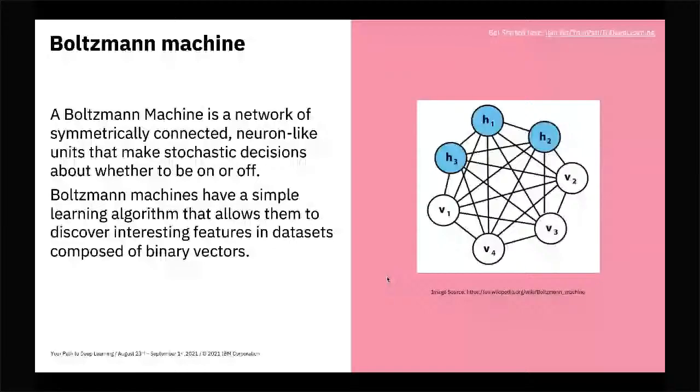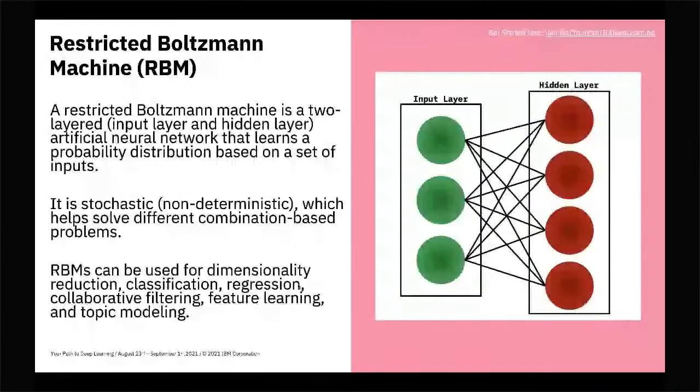So let's move further and talk about today's topic, the restricted Boltzmann machine, what it is and how it works. A restricted Boltzmann machine is basically a two-layered artificial neural network that learns a probability distribution based on a set of inputs. It has an input layer and a hidden layer, as you can see on the screen. It is stochastic, non-deterministic, which helps solve different combination-based problems. You can also call it RBM.